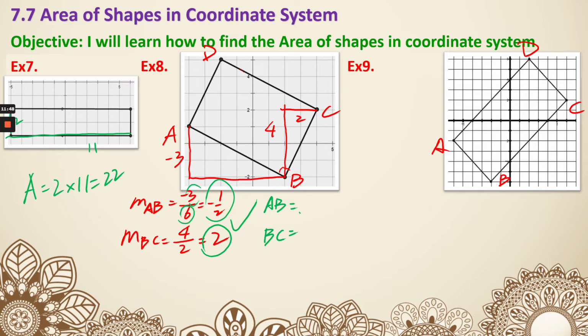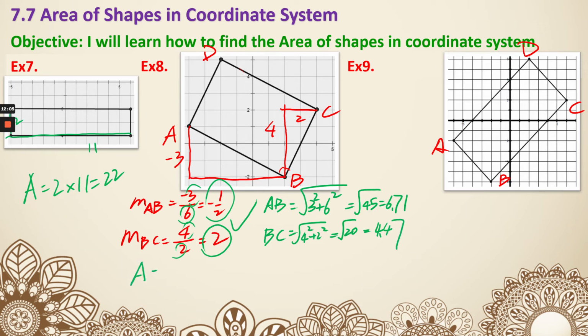Use the arranged numbers. 3 squared plus 6 squared. That's square root of 45, 6.71. BC is 4 and 2, so square root of 4 squared plus 2 squared. That is square root of 20, which is 4.47.